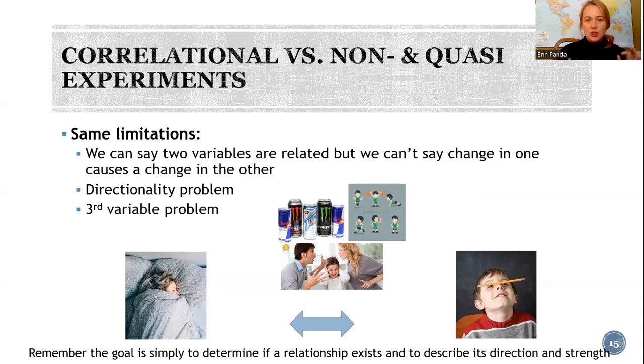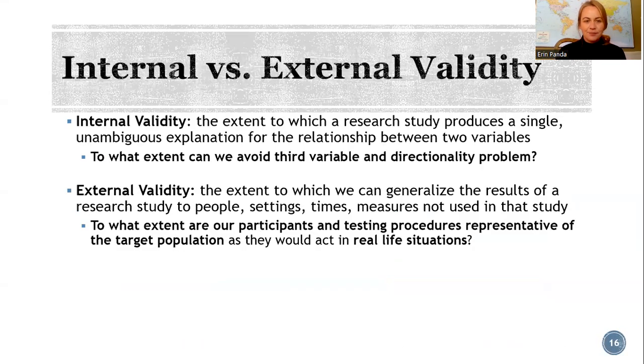All we can do is, remember our goal is to describe the relationship. We can say that we observe a relationship. We can describe the relationship. One group is performing higher or lower, or there is a positive correlation or a negative correlation, but we can't say why that is the case. So this is a great chance to review the concepts of internal and external validity.